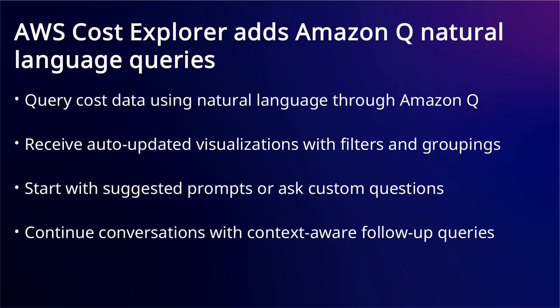You can start with suggested prompts or ask custom questions using the Ask Question button to explore spending patterns in your own words. You can continue conversations with context-aware follow-up queries, allowing you to move from high-level cost checks to detailed investigations without switching tools. This capability is available in all commercial AWS regions at no additional charge.